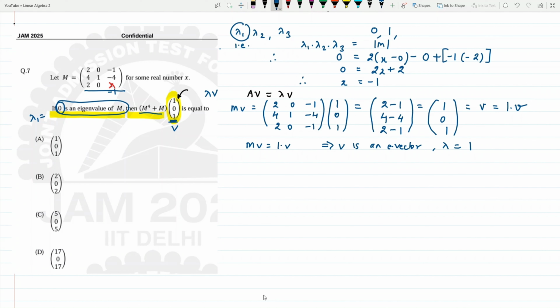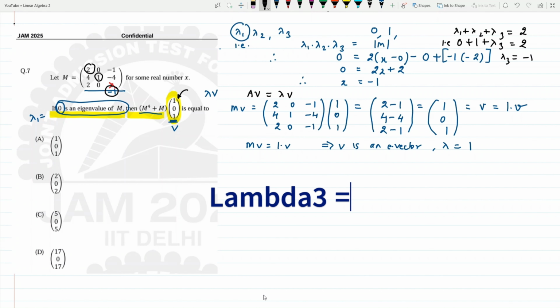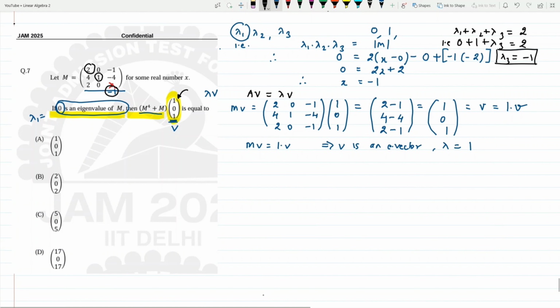Now we can also find the third eigenvalue using the result that the sum of eigenvalues is equal to the trace of the matrix. The trace in this case is 2 plus 1, that's 3, plus minus 1, that's 2. So this should be equal to 2, and here we get 0 plus 1 plus lambda 3 is equal to 2, and that gives us that the third eigenvalue is going to be -1. Thus we have all three eigenvalues. Of course, it is not a part of the question. Now let's get back. We have that v equal to (1, 0, 1) is an eigenvector corresponding to lambda equal to 1. Now let's talk about the expression that we need.